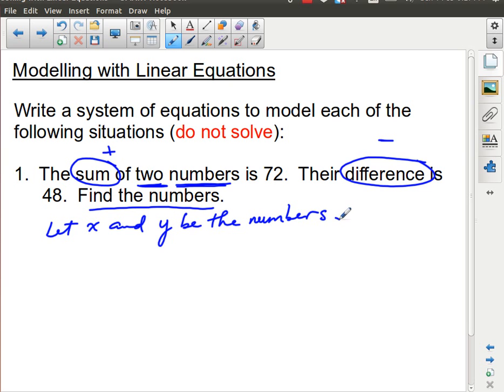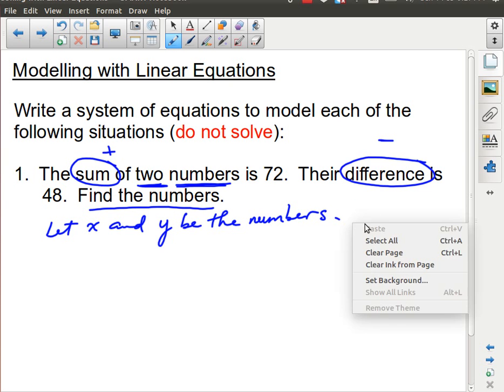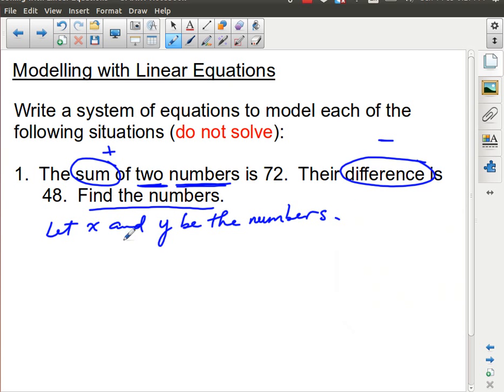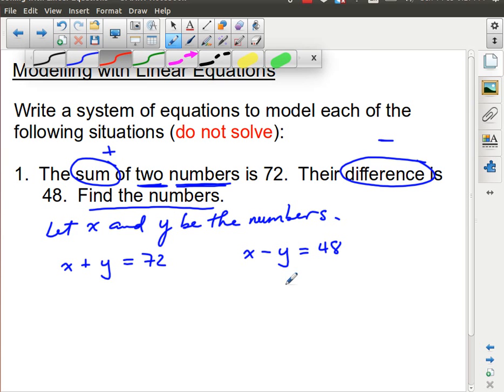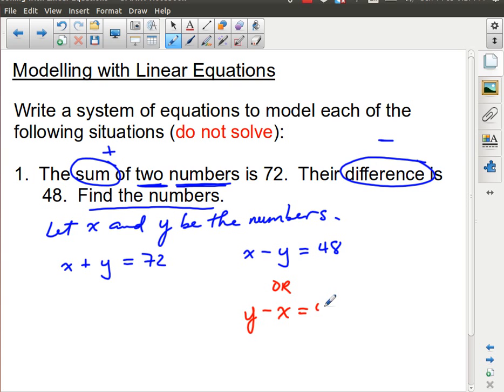I should always be starting a problem with something like that, with some sort of identification of what x and y stand for. So in this case, the sum of those two numbers is 72. So my first equation is that x plus y is equal to 72. And the difference in those numbers is 48. x minus y is equal to 48, or y minus x equals 48.